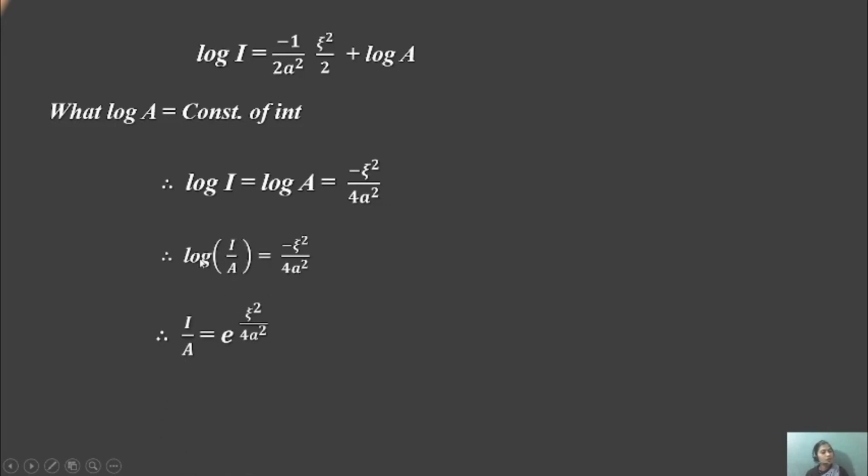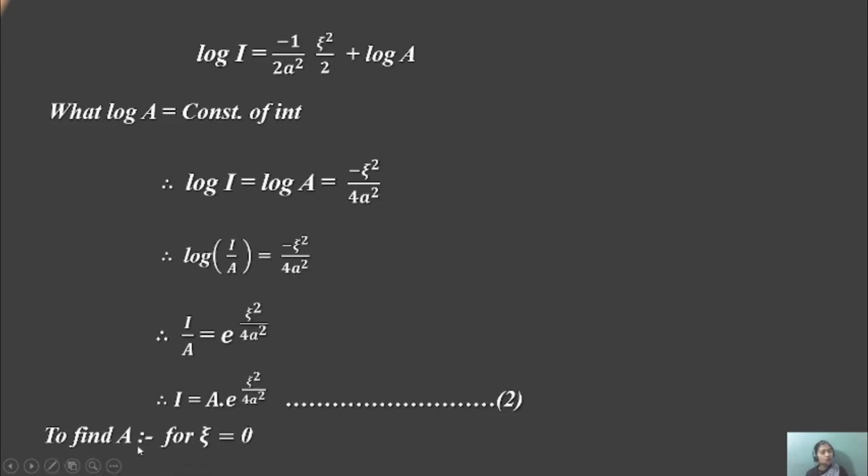And log is considered on the other side, left hand side to the right hand side, and it is generated as an exponential form. I/a equals e to the power -ξ²/(4a²). Then I equals a times e to the power -ξ²/(4a²). This is the second equation.